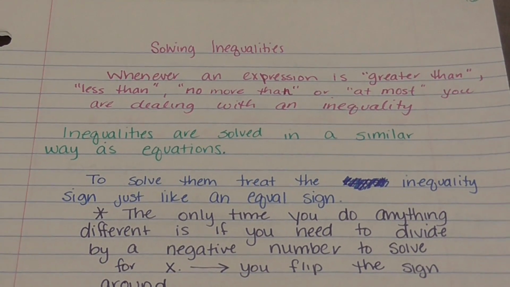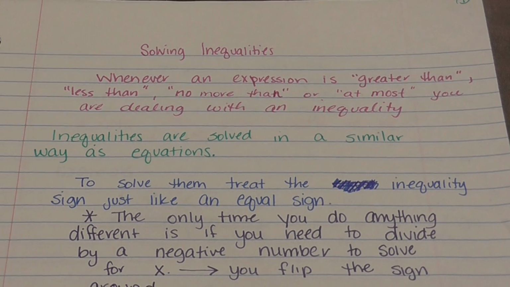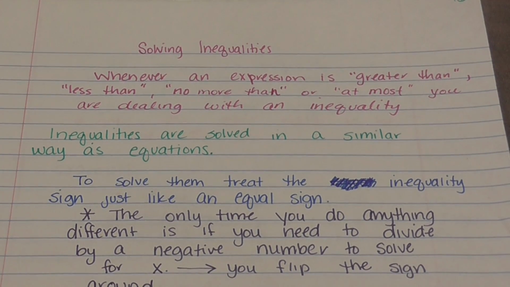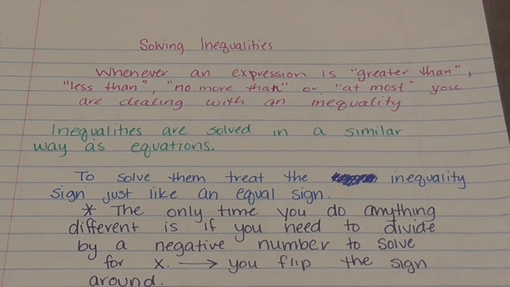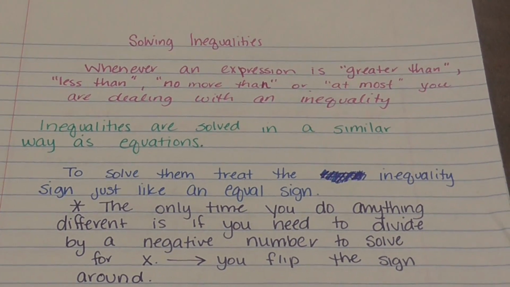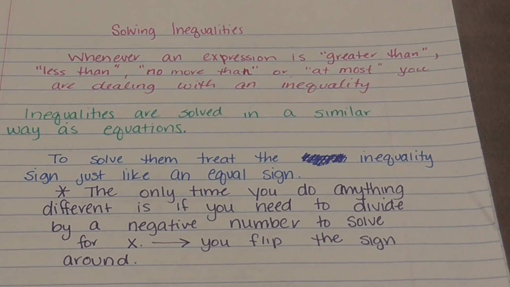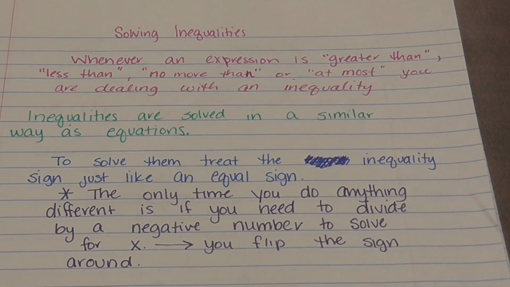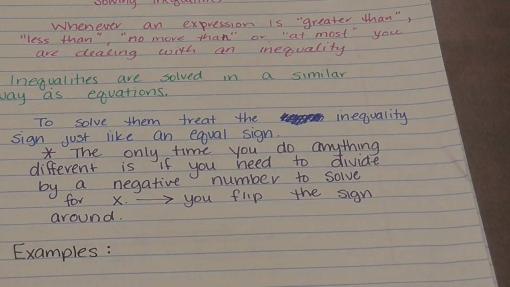Whenever an expression is greater than, less than, no more than, or at most, you're dealing with an inequality. They are solved in a very similar way as equations. To solve them, you treat the inequality sign just like it's an equal sign. There's only one exception to this. The only time you do anything different is if you need to divide by a negative number to solve for x. When you do that, you flip the sign around.